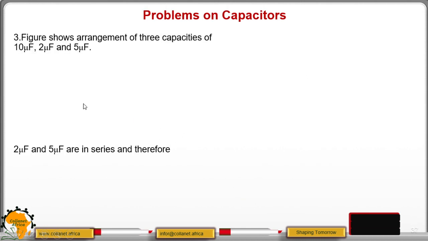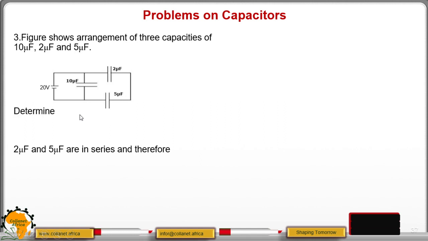Then we have question number 3. The figure below shows the arrangement of 3 capacitors, 10 microfarads, 2 microfarads, and 5 microfarads. We have it here. Determine 1, the effective capacitance, and we proceed as follows.